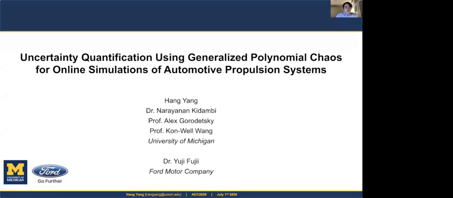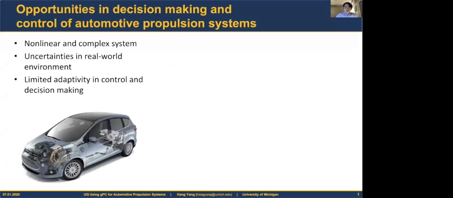Our work here develops an efficient uncertainty quantification method using generalized polynomial chaos for online simulations of automotive propulsion systems. With many subsystems, automotive propulsion systems are inherently nonlinear and can be very complex. Coupled with significant uncertainties in real-world conditions, control and decision-making is a challenge. Current approaches have limited adaptivity and often rely on ad hoc rules and careful calibrations to handle uncertainties.